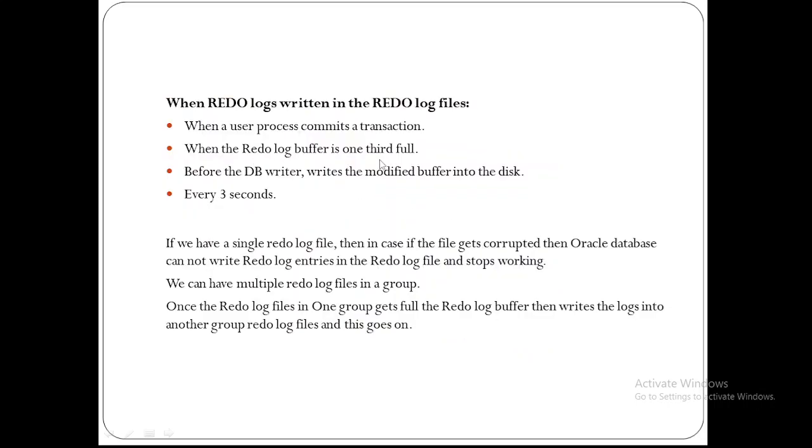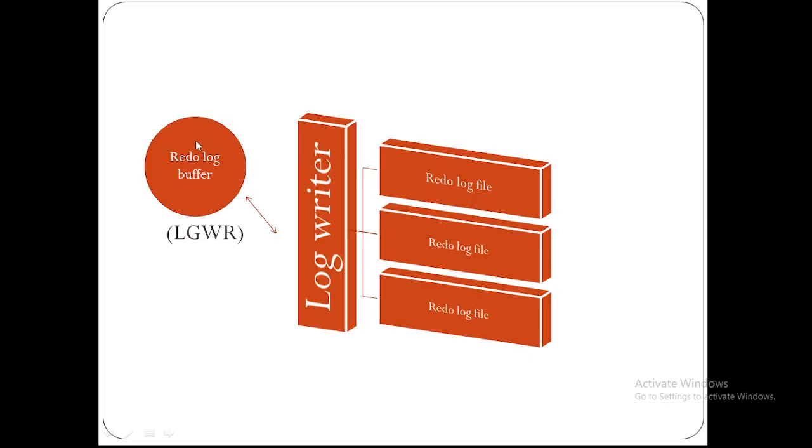Okay, when the redo log buffer is one third full, we can't take a risk. If we have a large query, this buffer will be full, and in that case the database stops working, so we can't take that risk of the redo log buffer being full. So once it is one third full, the log writer gets all the transactions and puts them into the redo log files.